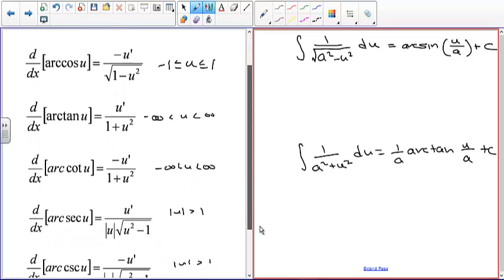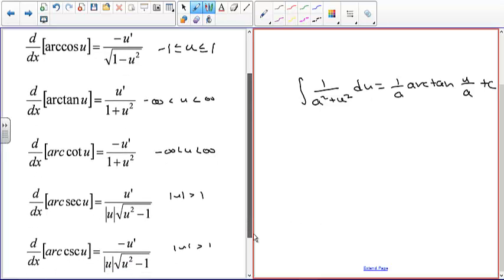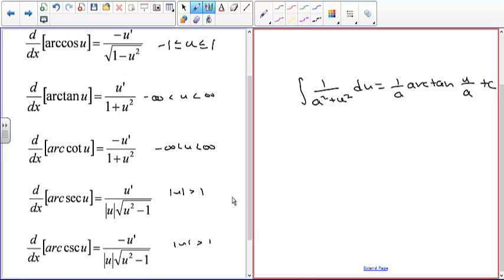And then there's a corresponding one with the secant. So make sure I get this right. If I come down to the arc secant, the integral of 1 over u times the square root of u squared minus a squared du is equal to 1 over a times the arc secant of u over a, and there's an absolute value somewhere in there.